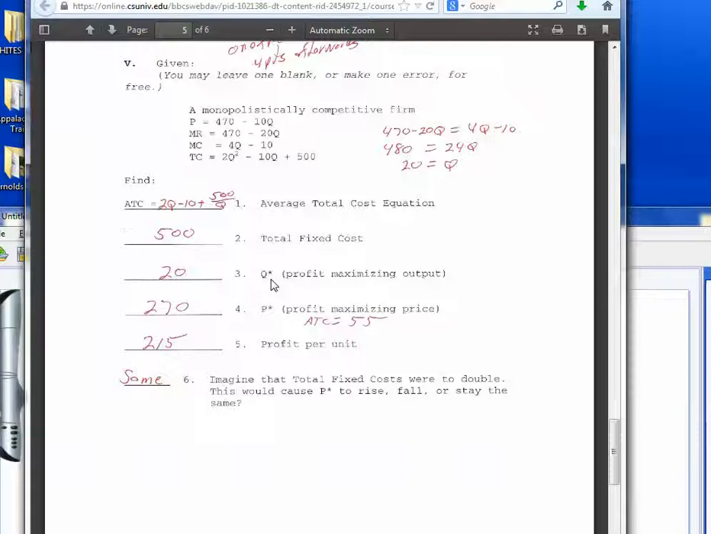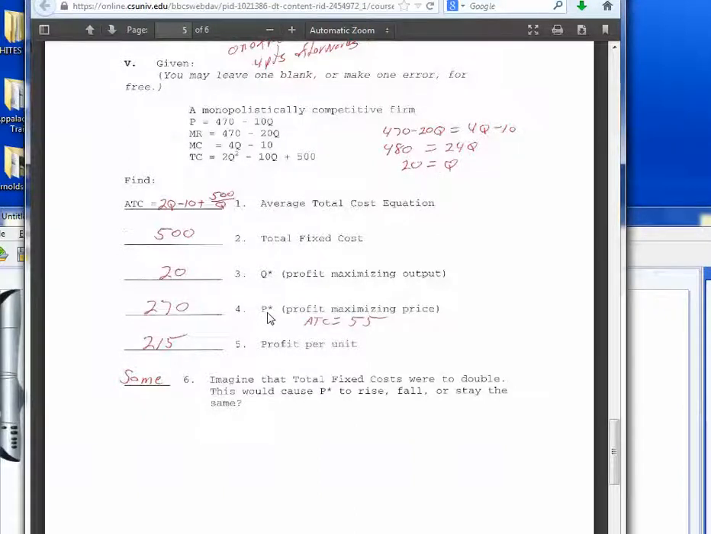Q star, the profit maximizing output, is simply where marginal revenue intersects marginal cost. So you set those two equations equal to each other, and you can solve for Q star. It turns out to be 20. Here's where I did the work, right here.